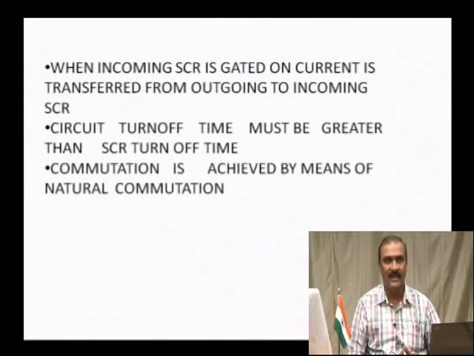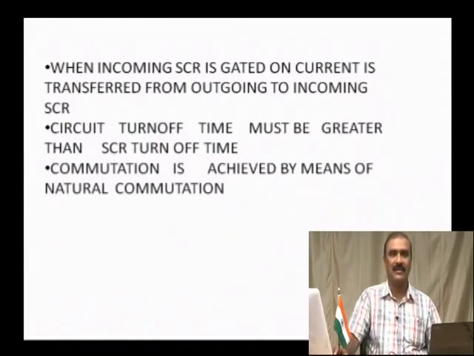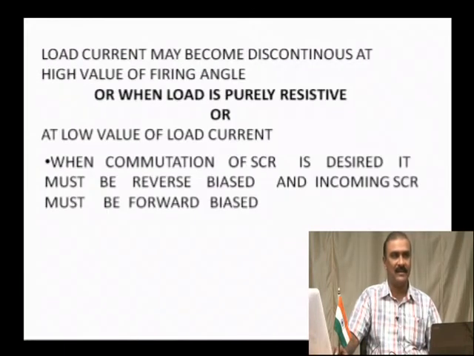Firing is just like handing over the conduction: you are handing over the current from one set to the other set. The circuit turn off time must be greater than the SCR turn off time. This is very important. Otherwise, you will get harmonics in the output, and the device may get damaged. Commutation is achieved by means of natural commutation or line commutation. These 3 points are very important whenever you write a description of controlled rectifiers. So, these points you have to write.